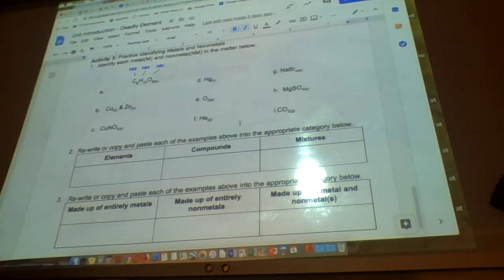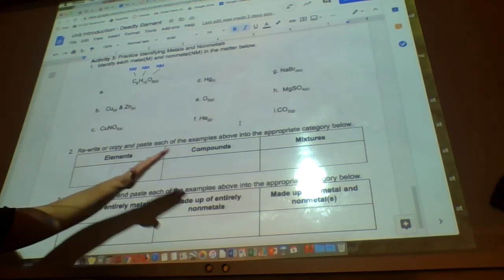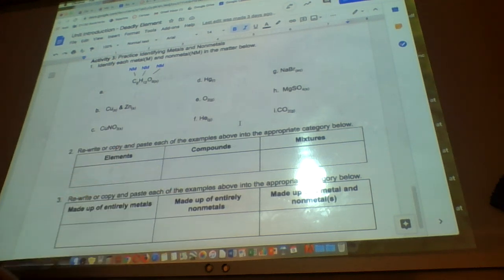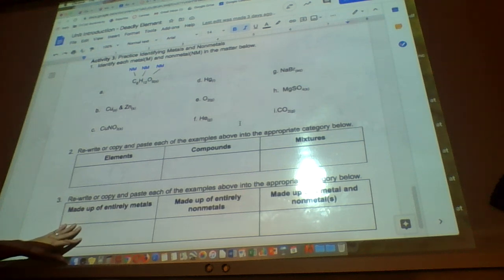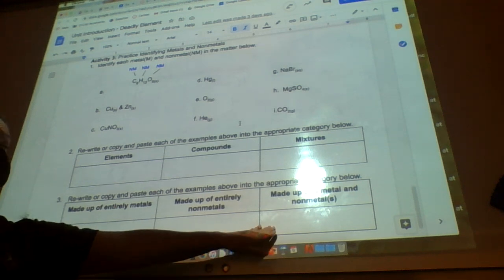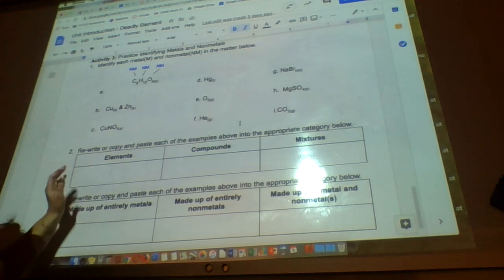And then remembering your rules for what is an element, what is a compound, and what is a mixture, go ahead and put your 9 samples under element, compound, or mixture. And then finally, you're going to divide them again into categories of substances made up entirely of metals, substances made up entirely of nonmetals, and substances made up of both metals and nonmetals. Okay. If you have any questions, please ask, but we want to make sure we check this before you finish.